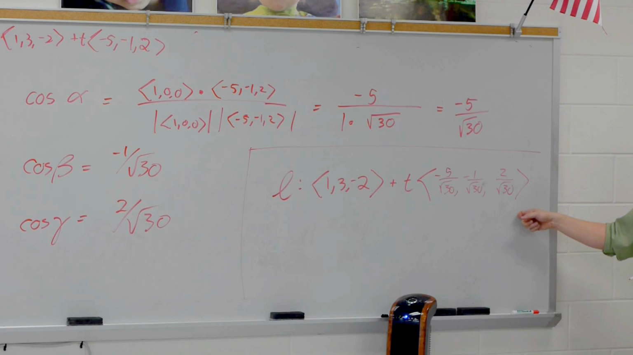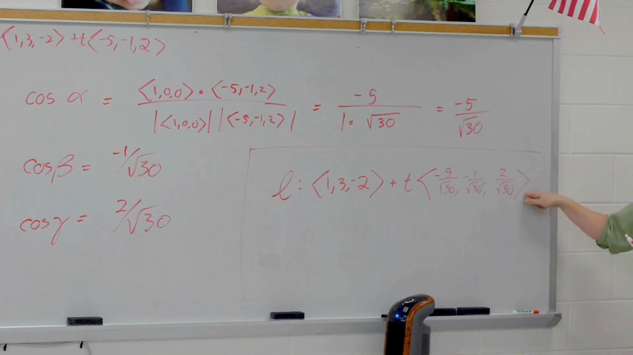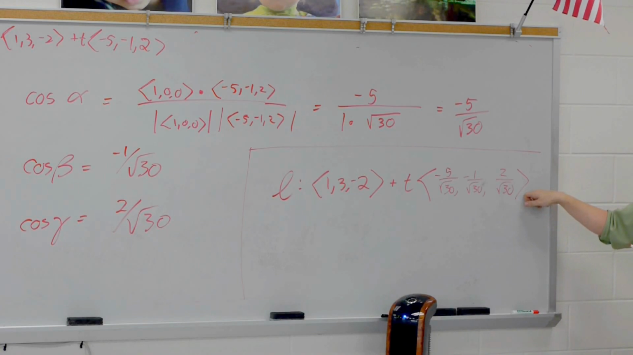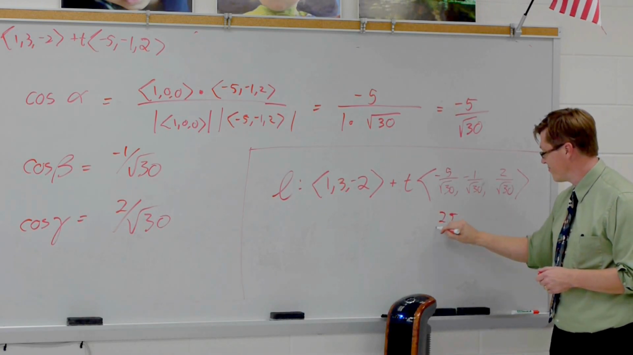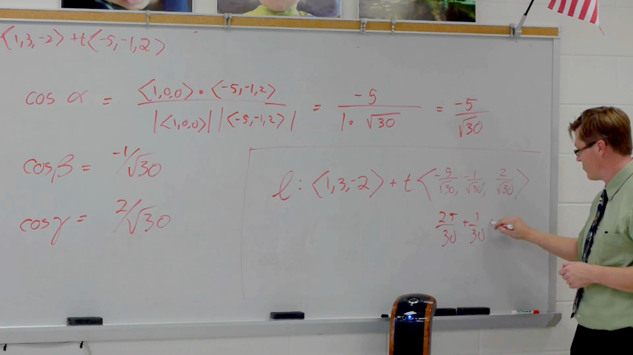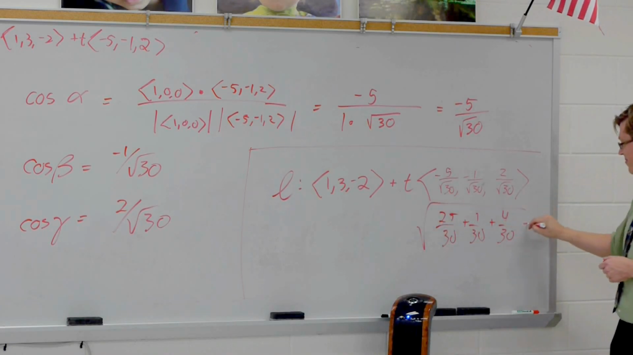Question: is this the same line? Yes, because I just scaled this. Same line. Question: what's the magnitude of this vector? It's 1 over square root 30 times the vector. It's the square root of 25/30 plus 1/30 plus 4/30. You have negative 5 over root 30, negative 1 over root 30, and 2 over root 30.